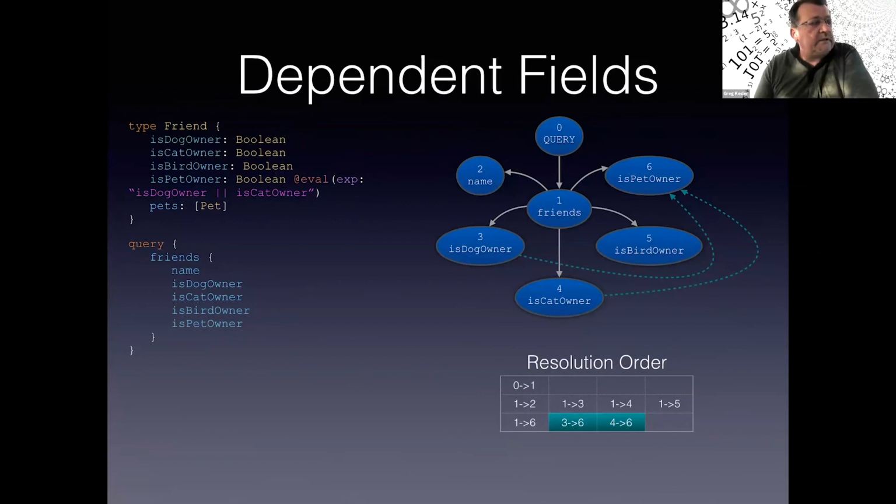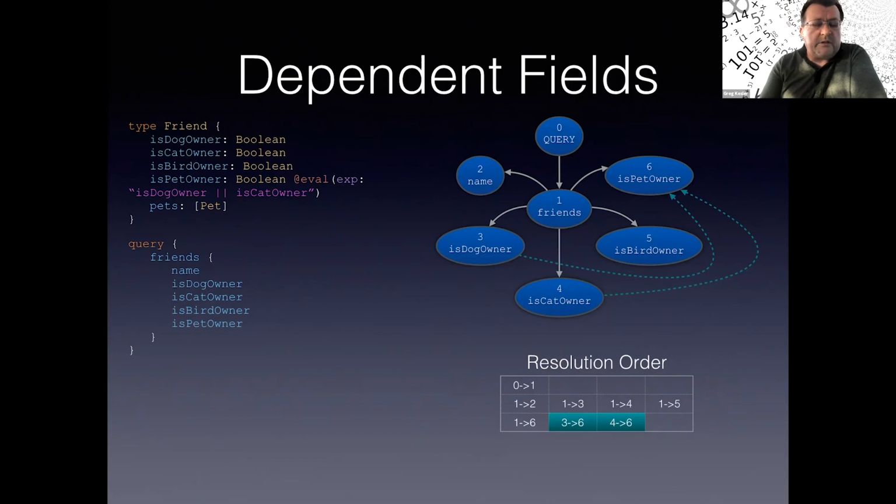In this case, after parsing the expression, the parser can figure out that in order to resolve the field isPetOwner, the fields isCatOwner or isDogOwner have to be resolved first. And that goes against the spec, because in the spec, the fields that are on the same level under the same parent, or are in the same selection set, need to be executed in parallel.